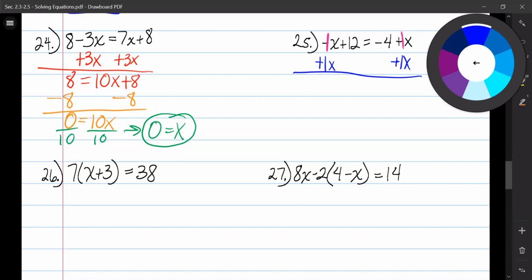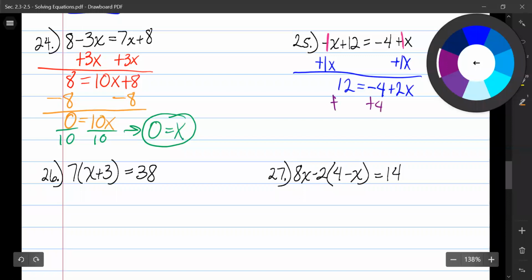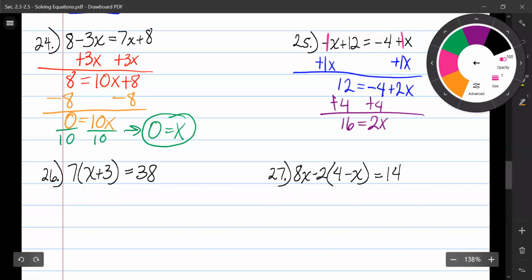So that's going to cancel out on the left, and then I'm just going to have 12 equals -4 plus 2x. And then I will add 4 to both sides. And that's going to give me 16 equals 2x. And then I just need to divide both sides by 2, which gives me 8 equals x.